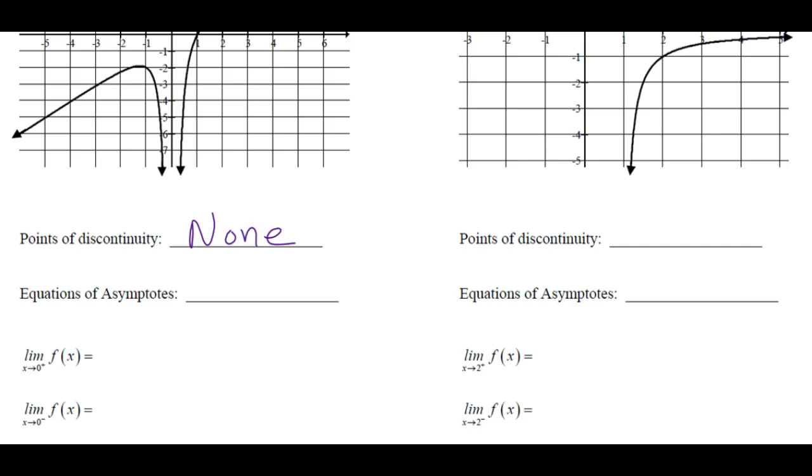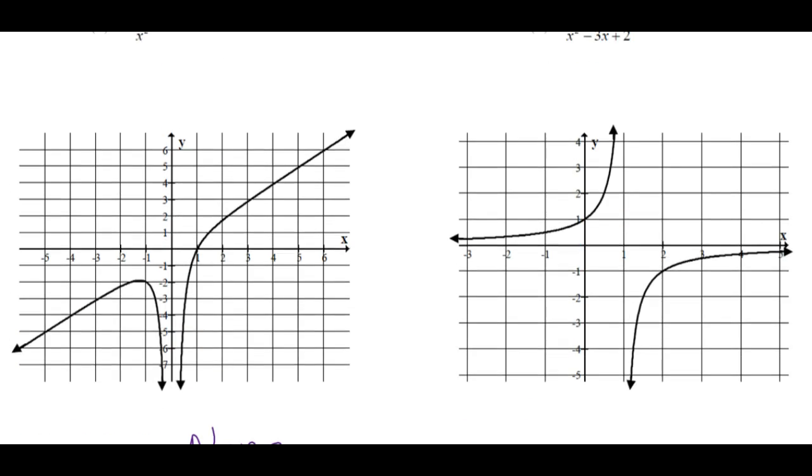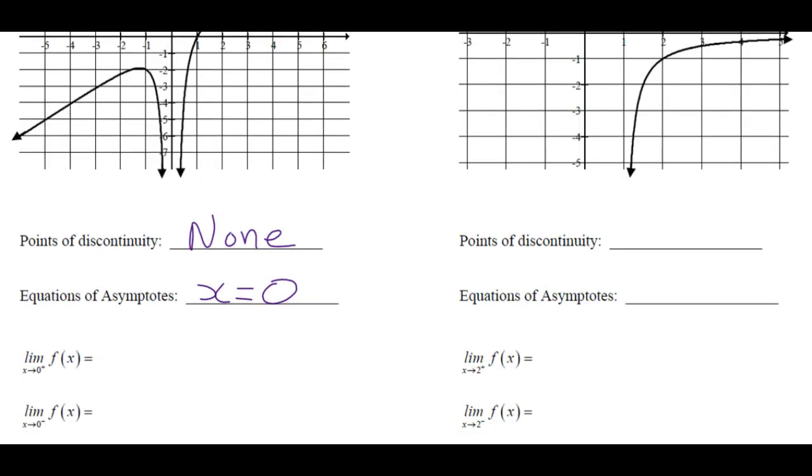Let's start with the obvious one. x equals 0. And then, what's this doing? y equals x. It's really just lying along it. That's called a slant asymptote, because it's on an angle.